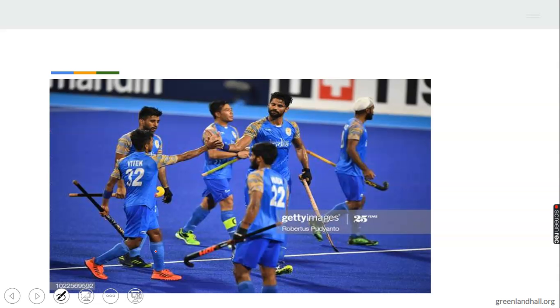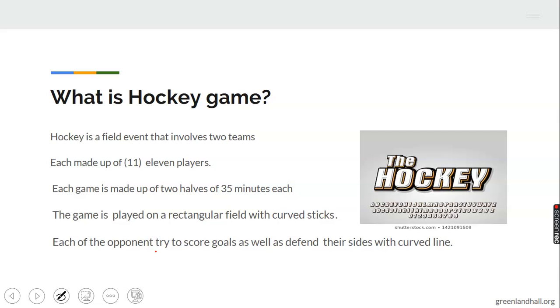Now you can see a team there playing the hockey game with their hockey sticks in their hands. They're ready to go. Now let's go to what hockey game is all about. What is hockey game? Okay, I'll give you the answer straight away.